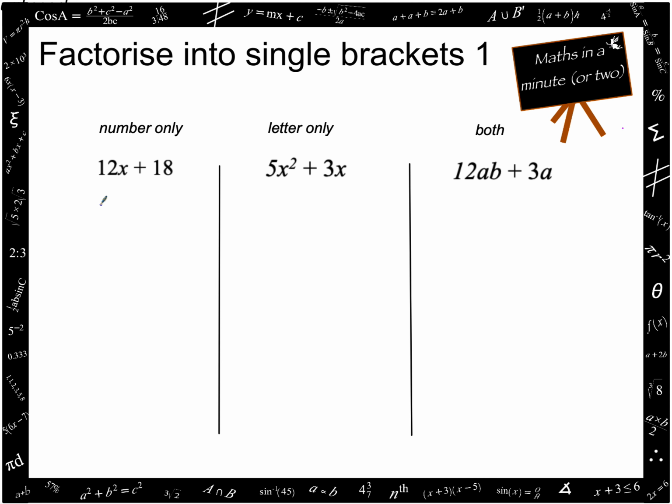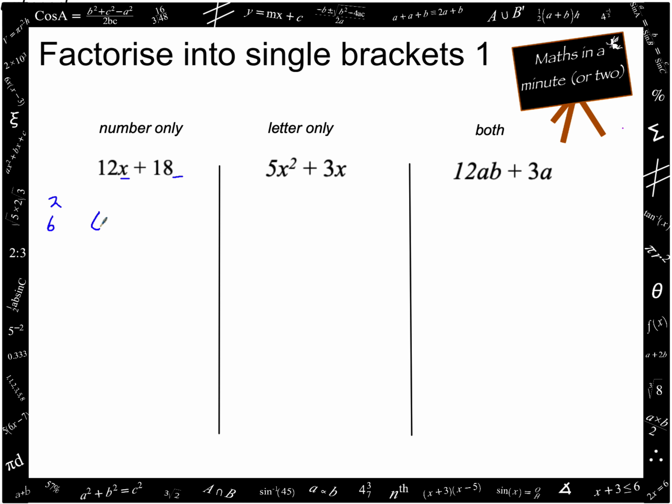So if we take a look at the one with the numbers only first, you can see we've got no x's in both. We've got an x on the left, we haven't got an x on the right, so we've got no letters to contend with, just the numbers. So we look for the highest number that goes into 12 and 18. Things that go into both would be 2 and 6. Now, of the two, obviously the 6 is the higher one, so we're going to use the 6. Otherwise, we'll have only factorised partially.